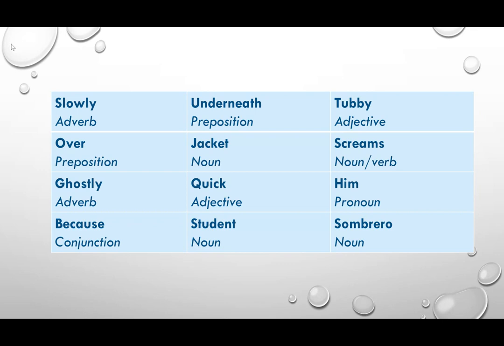Ghostly is an adverb. Quick is an adjective. Him is a pronoun. Because is a conjunction. Student is a noun. And sombrero is a noun. So hopefully you've understood those. I didn't put an interjection in because they're not so common, but interjections do exist as well.